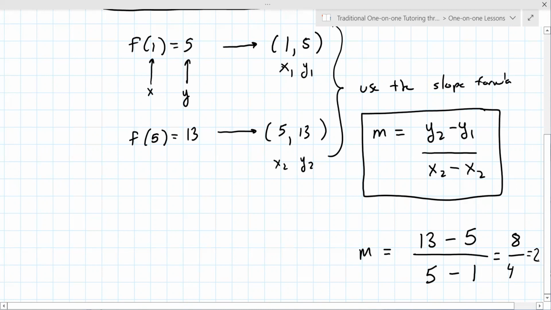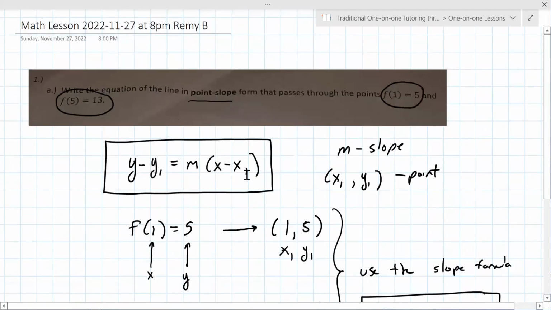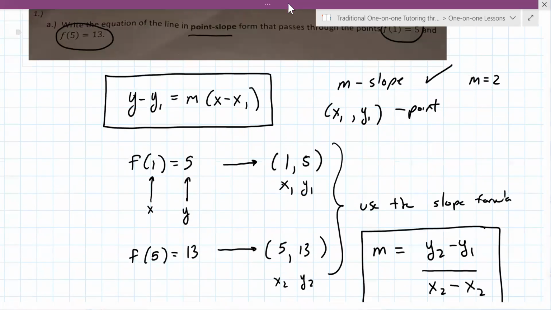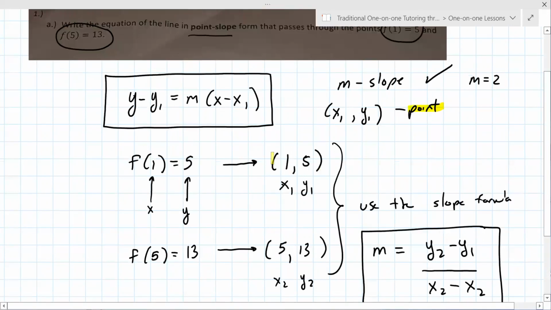Okay. Now, we just did a lot of work here, a lot of definitions, but we needed the slope. That's thing one we need. Check. We've got a slope. The slope is 2. The next thing we need is a point. Do we have a point? We actually have 2 points. We can use either of these.